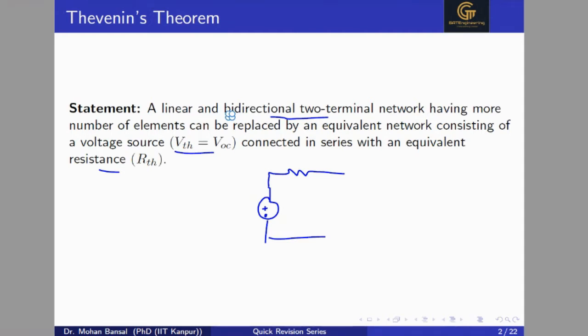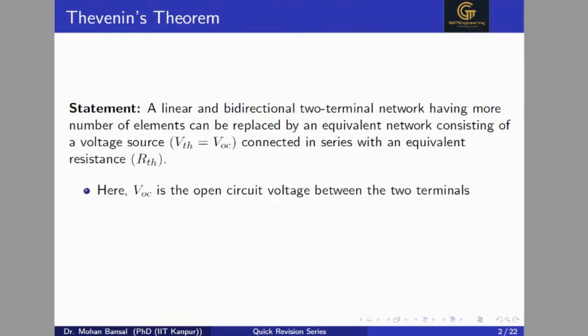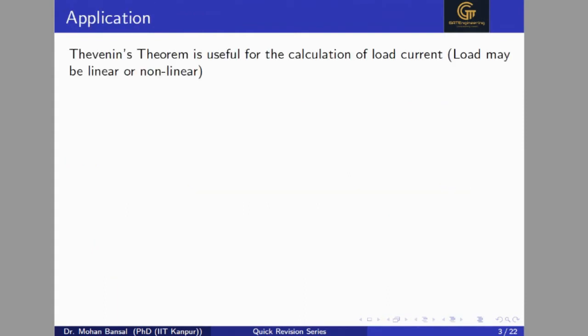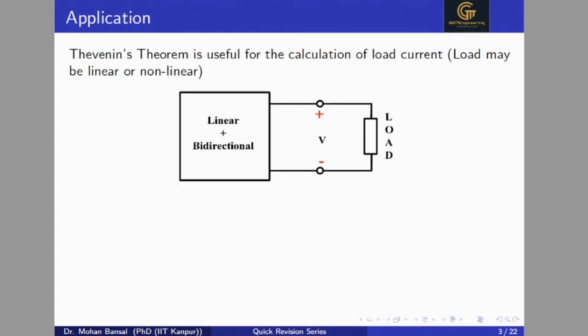So we can simplify the circuit. We can simplify a large circuit into a small circuit. VOC is nothing but the open circuit voltage, the Thevenin's voltage, and ZTH is the Thevenin's impedance. If we have an AC circuit, we say that ZTH is the Thevenin's impedance. If we have a DC circuit, we call it Thevenin's resistance. The application is to find the current or voltage in a circuit with the help of Thevenin's theorem.